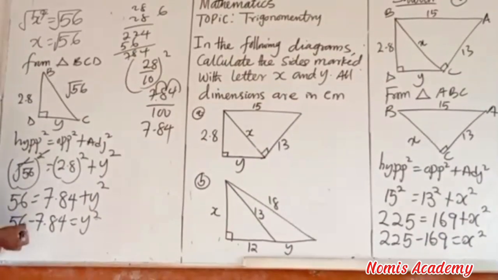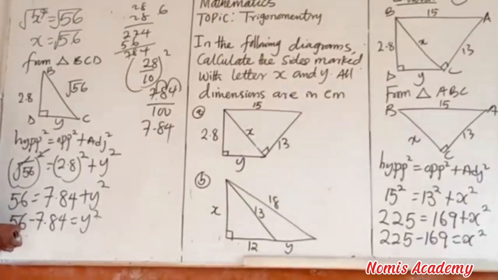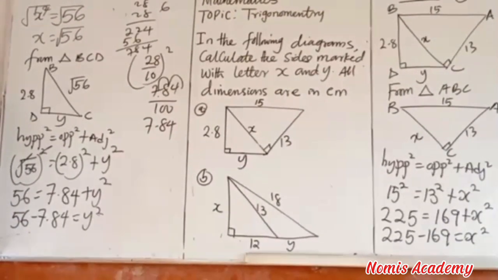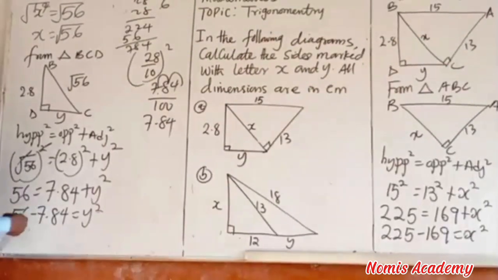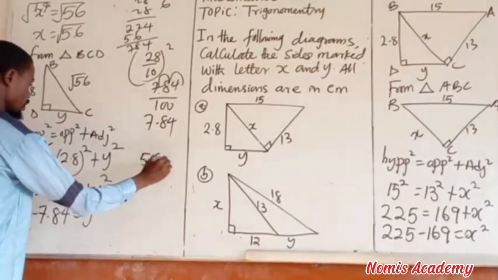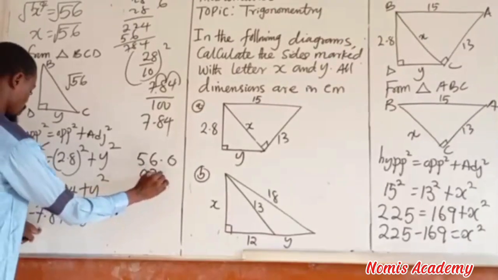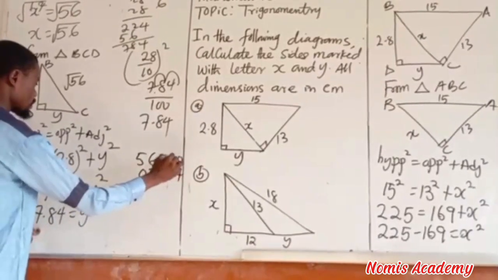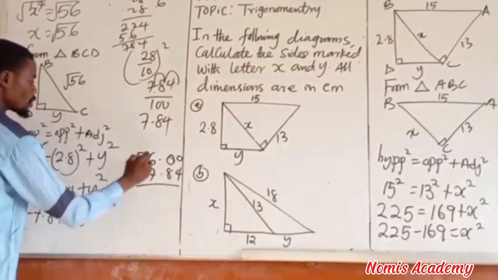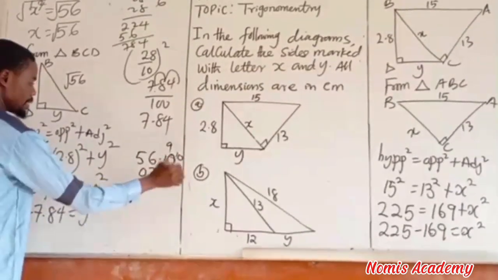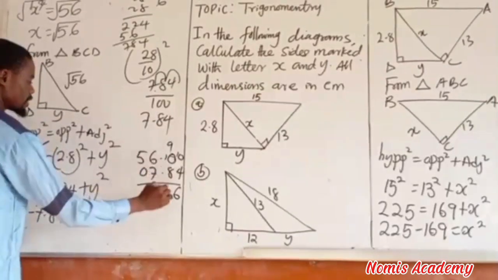So if you remove 7 from here, we have 49. Which means that if I do this, we have 56.0 minus 07.84. So you borrow 1 from here, make it 10. Then borrow 1 from here, make it 10. Here is now 9. 10 minus 4, we have 6. 9 minus 6, we have 1.